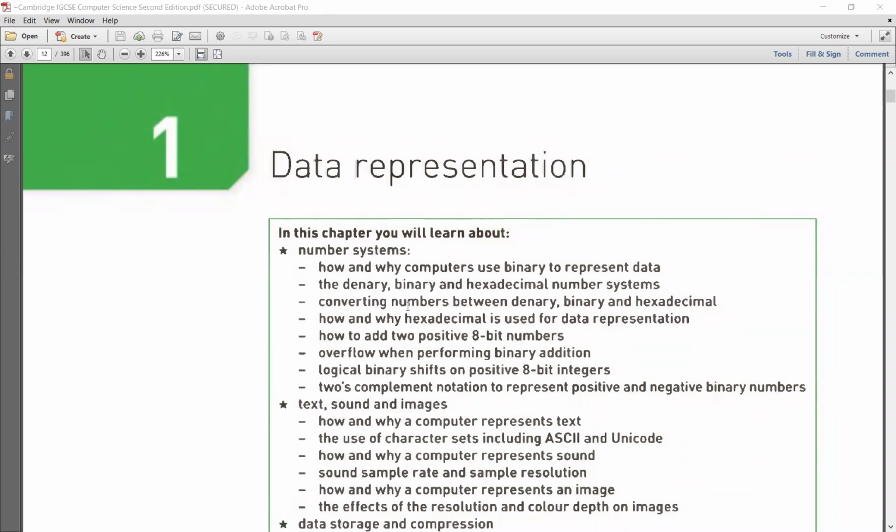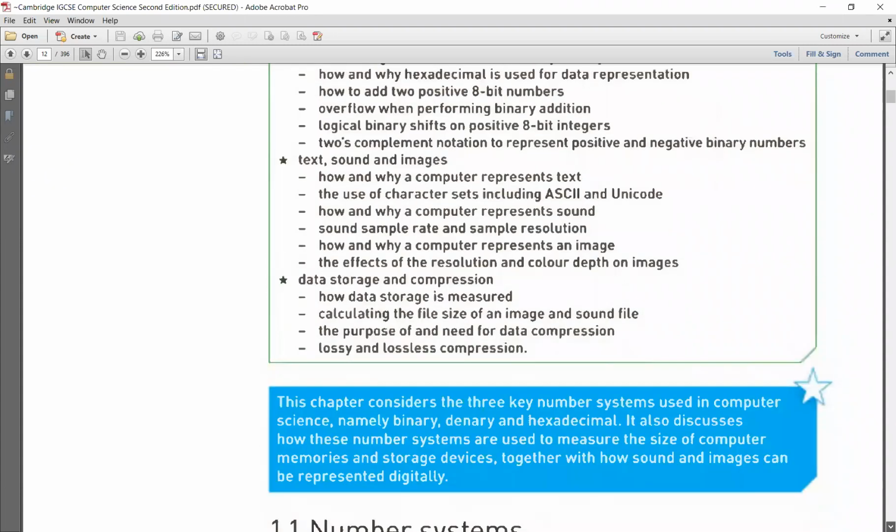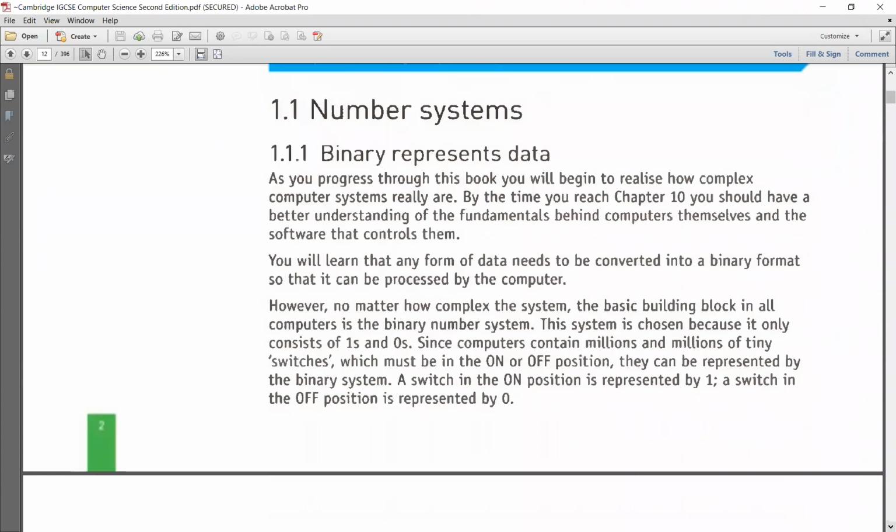What we are doing is a very quick recap of chapter number 1, topics that you have to study. And this is a very important chapter. First thing that you need to know in this chapter, data representation, is the number system. And the 3 number systems that you need to know are the binary number system, hexadecimal number system, and denary number system. You should know the features of all these 3.